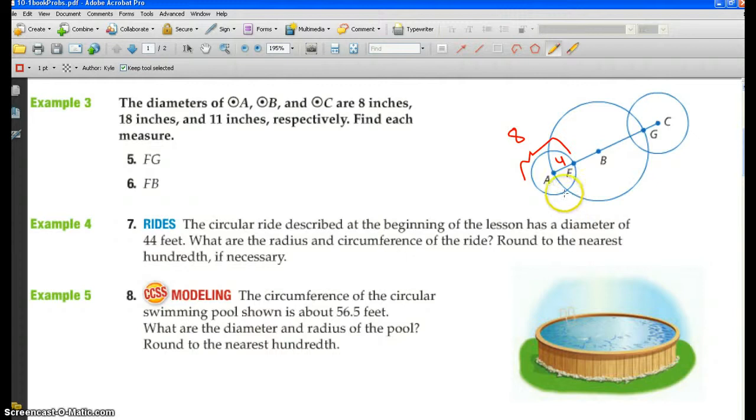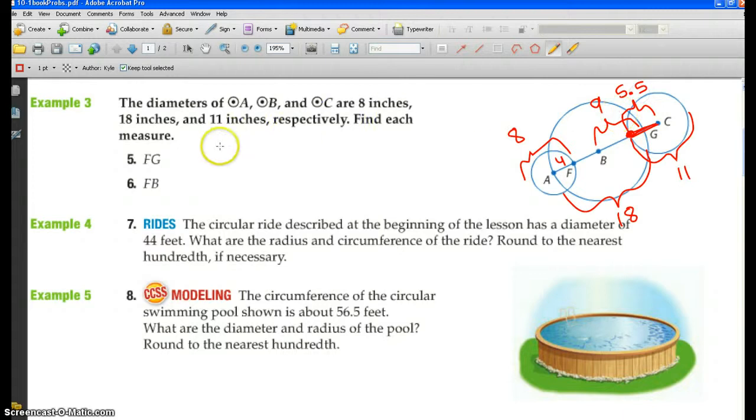Circle B has a diameter of 18 inches. And its radius would be half of that. So BG is 9. And circle C has a diameter, so that would go from here to here of 11 inches. So I know that from C to this point, that would be its radius, is half of 11, or 5.5.